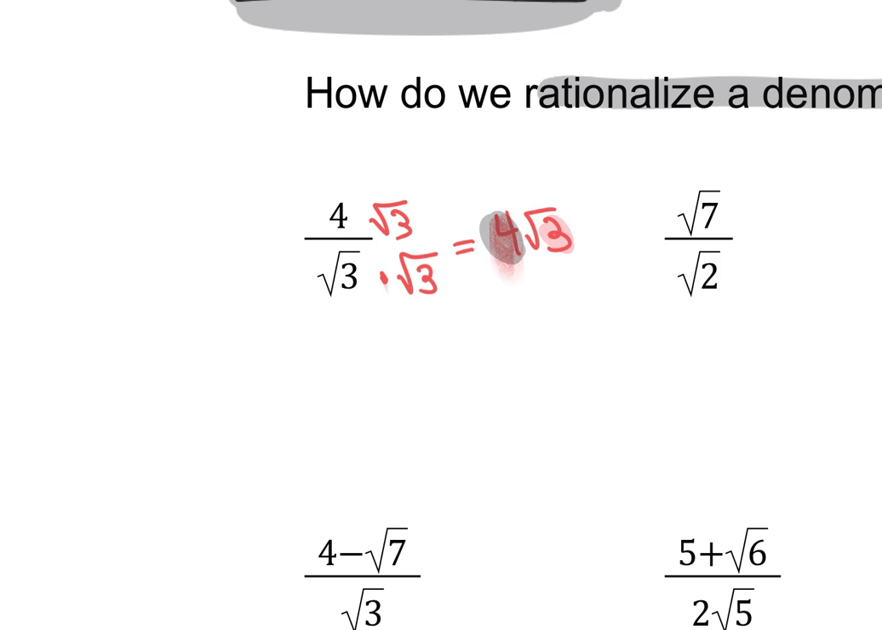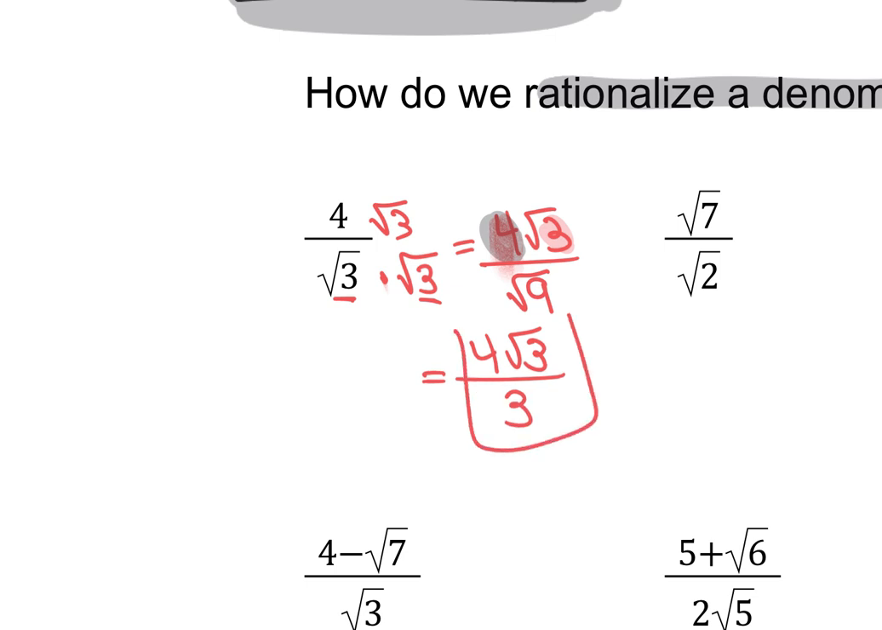And then we have the square root of 3 times the square root of 3. They are both under the radical, which means it's okay to multiply them together. So the square root of 3 times the square root of 3 gives the square root of 9, and we know the square root of 9 is just 3. That's why we multiplied the top and the bottom by the square root of 3. So we'd have 4 times the square root of 3 over the square root of 9, which is just 3.